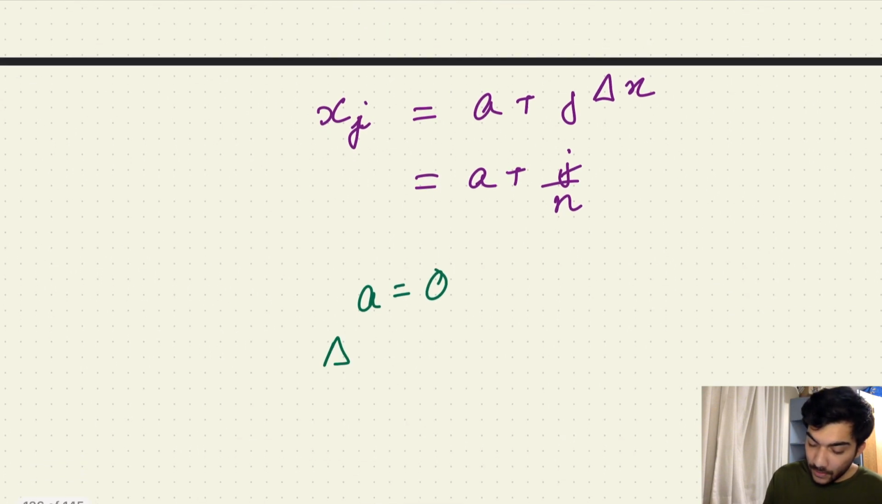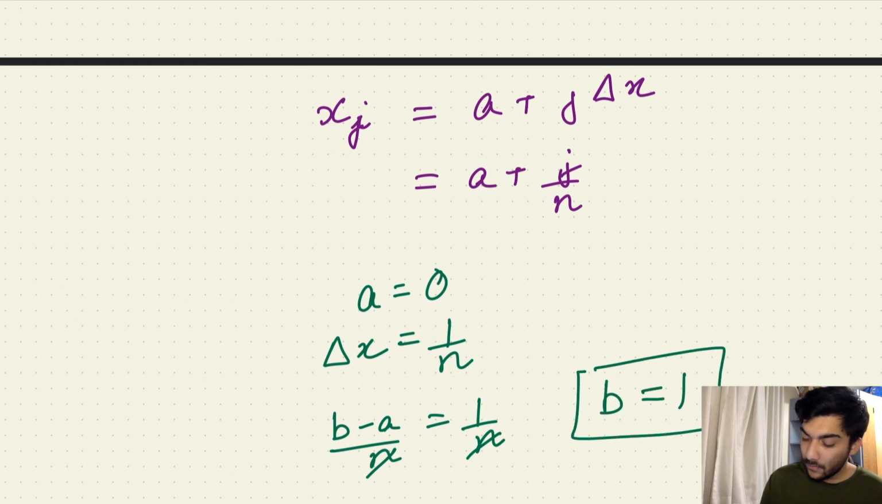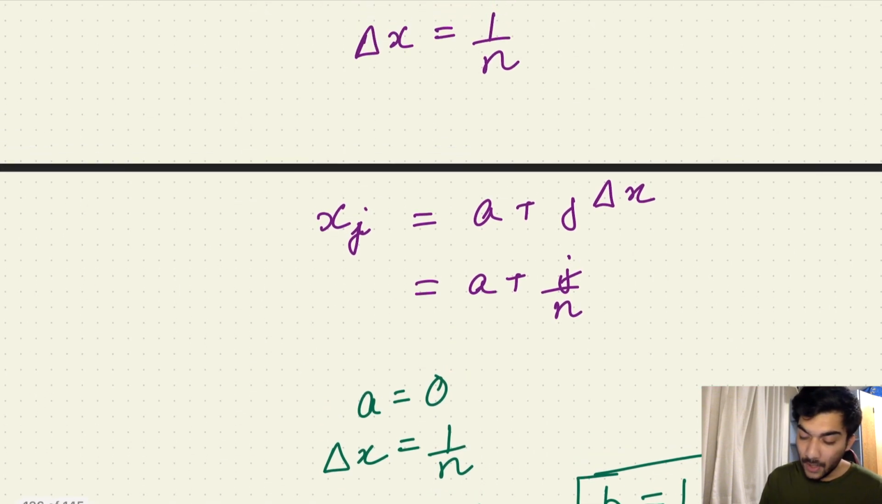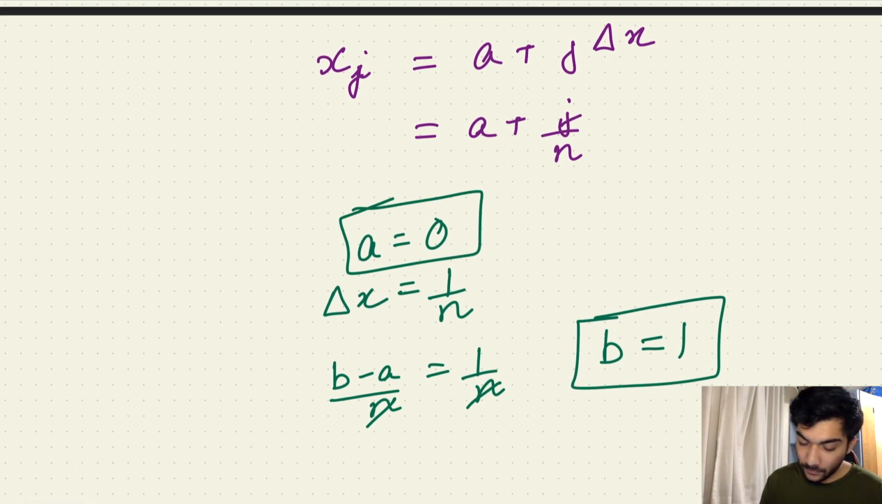So if our a is equal to 0, our delta x is already 1 over n, and delta x is (b minus a) over n. So this can be equated to 1 over n. n will cancel out. a is 0 in this case, so b minus a would be just b. And by following this, our b would be equal to 1 in this case. So we have our lower endpoint, which is a equals 0. We have our upper endpoint, which is b equals 1.